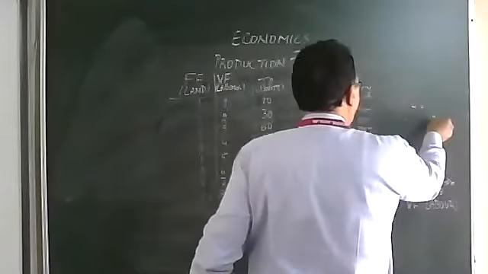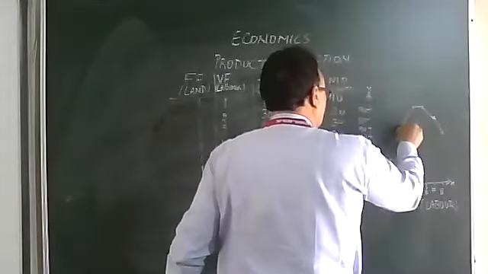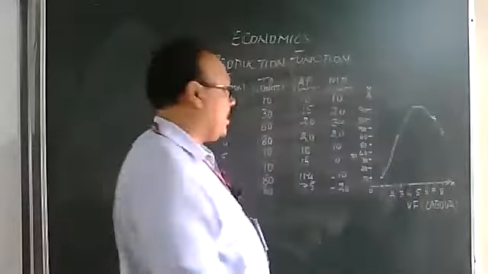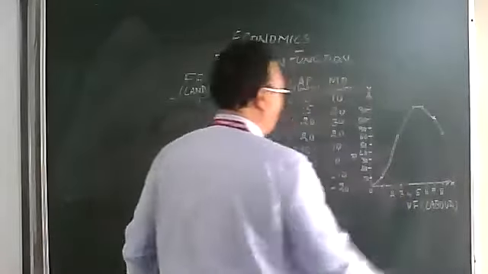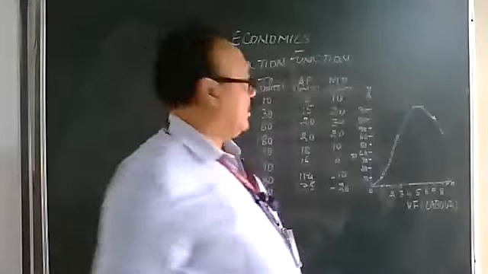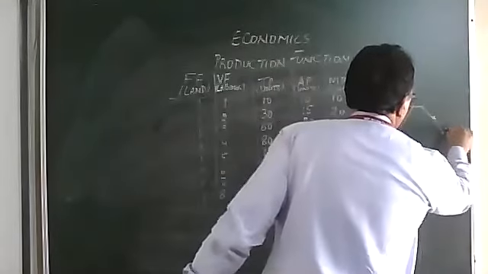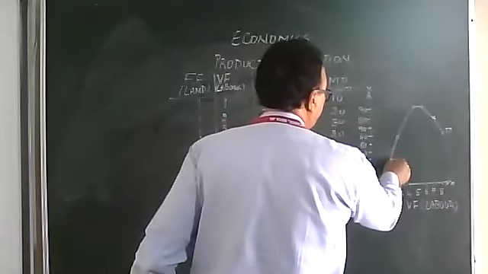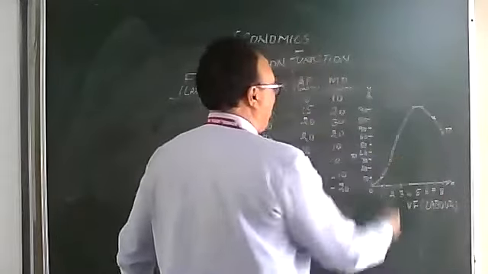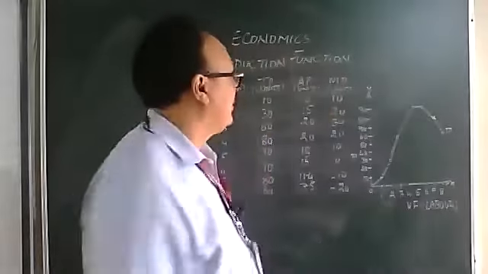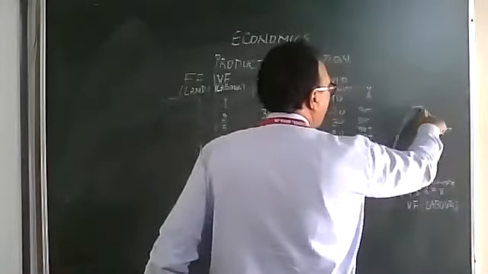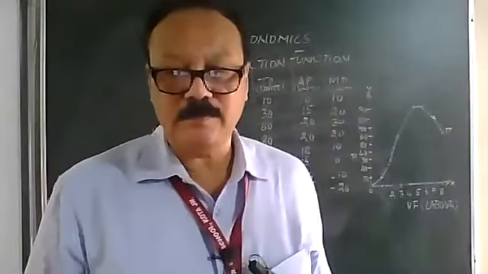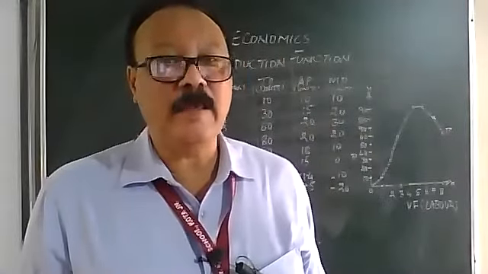On joining these points, we can bring it down to the point of origin, that is 0. This is the TP curve. Initially, TP rises very fast up to here. Then it rises at a decreasing rate. It reaches its maximum. After reaching its maximum, it starts decreasing. It starts declining.